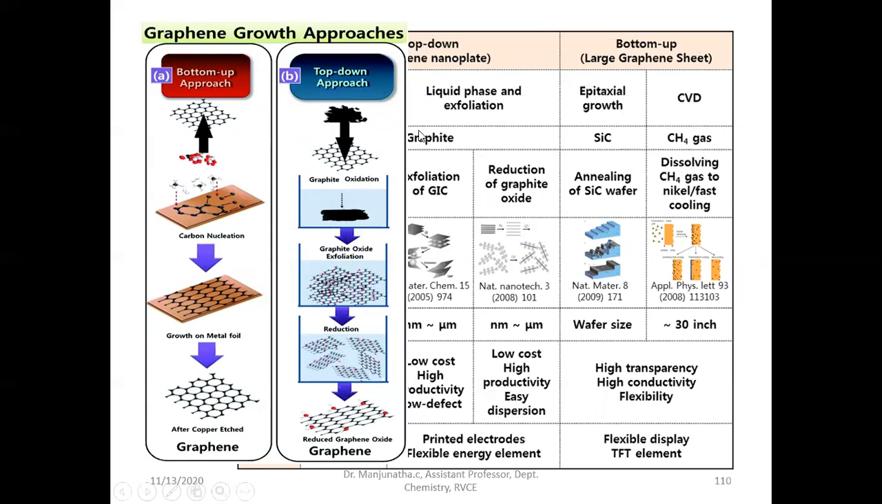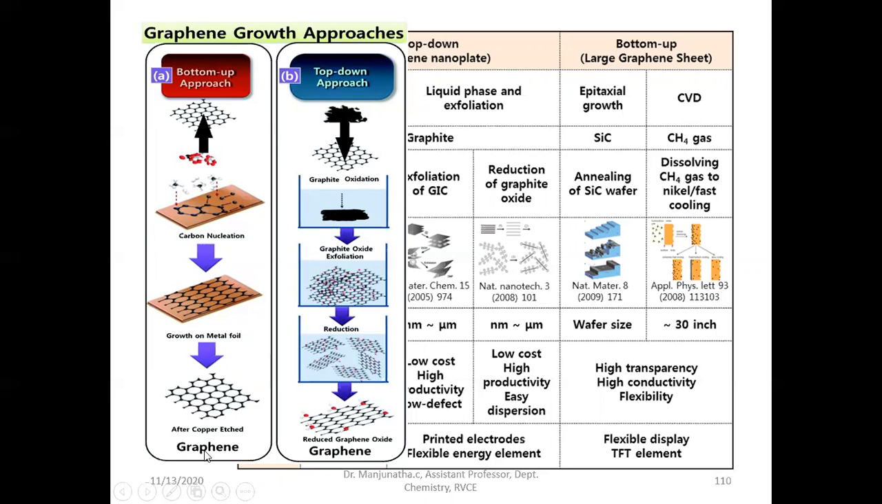In the top-down approach, you use graphite as the source of graphene, the reactant precursor. This is the graphite. You will oxidize that. I will discuss it in the next slide. Professor Hummers, in the Hummers method, used this top-down approach.